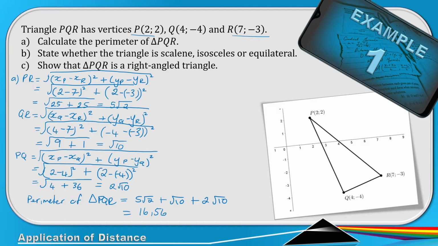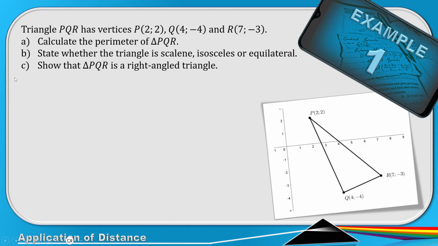Now for B, state whether the triangle is scalene, isosceles, or equilateral. Now a scalene triangle is one that has no sides equal to each other. Isosceles has 2 sides equal to each other, and equilateral has all 3 sides of the triangle equal to each other. So we can see from these that none of these are equal to each other. So for B, we've got that it is a scalene triangle.